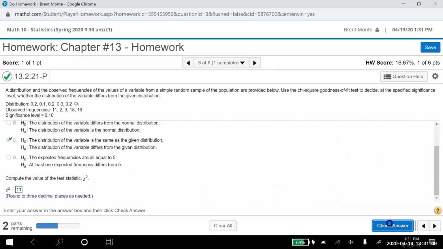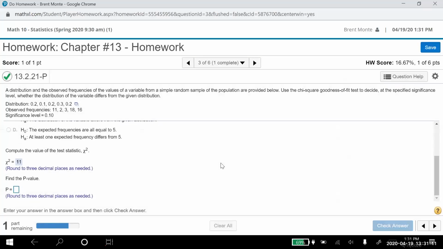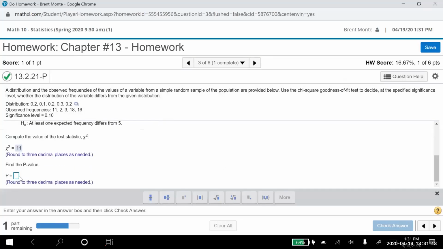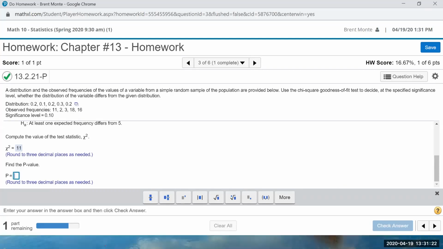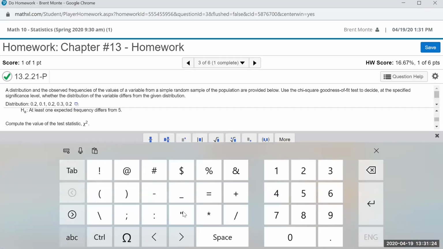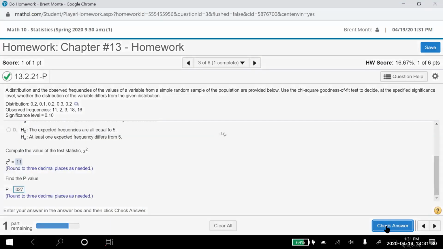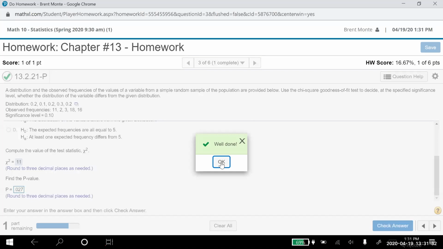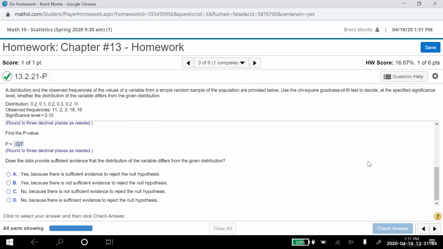So we'll check that. How about that? The p-value, we got, let's see, it says 3 decimal places, so 0.027, because remember it was 0.0266. 0.027. Check that one. Wow, we got that right also. Okay, so now it's going to ask us to come to the conclusion.